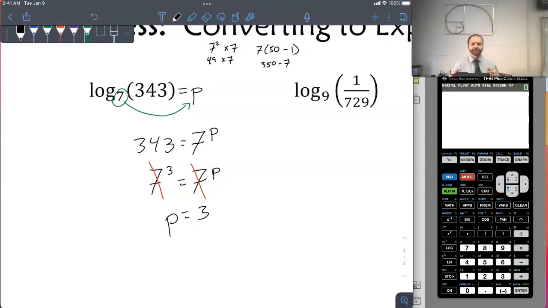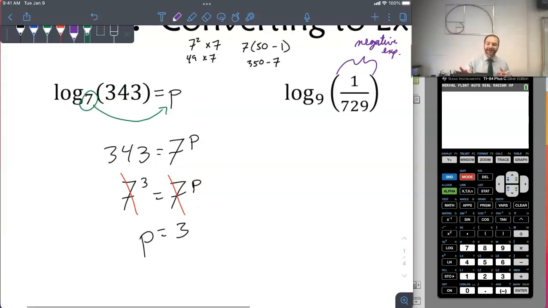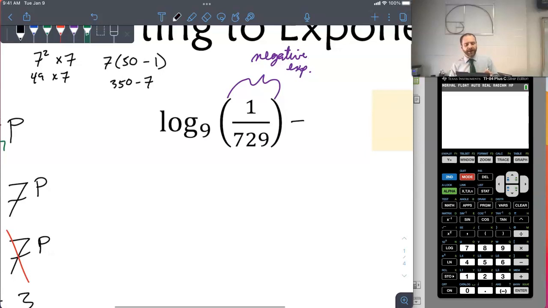What about the second one? There's a fraction, but we're dealing with exponents. So what does that mean? If I have a fraction with exponents, does that mean I have a negative exponent? So let's keep that in mind. I have a fraction, probably going to have a negative exponent. So I'm reading log base 9 of 1 over 729. That really means what power of 9 gives me 1 over 729.